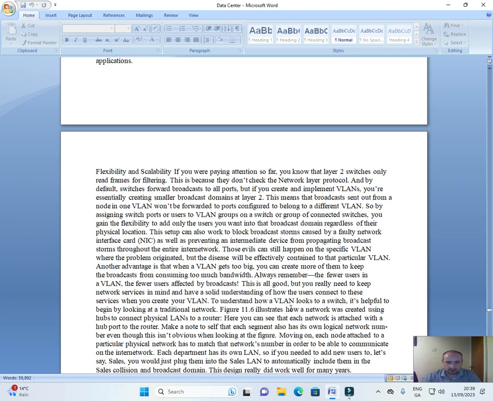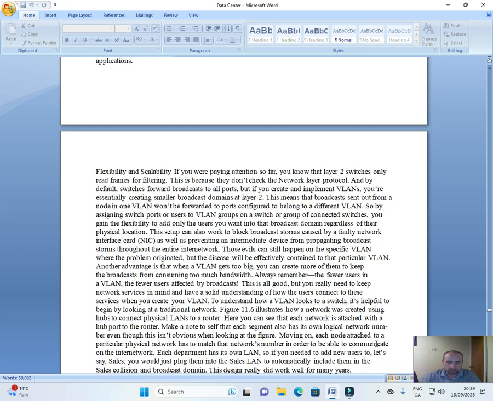To understand how a VLAN looks to a switch, it's helpful to begin by looking at a traditional network. Figure 11.6 illustrates how a network was created using hubs to connect physical LANs to a router. Here you can see that each network is attached with a hub port to the router. Make a note to self that each segment also has its own logical network number, even though this isn't obvious when looking at the figure.